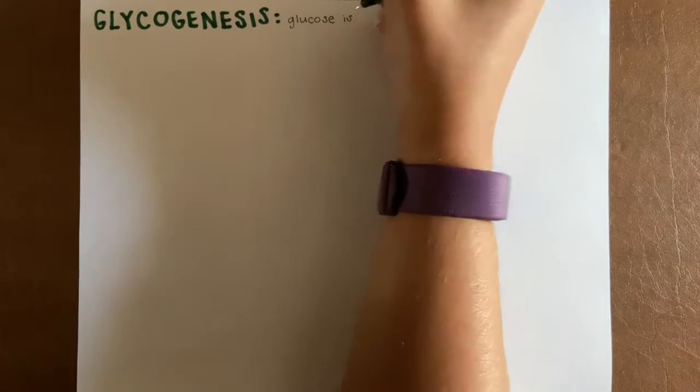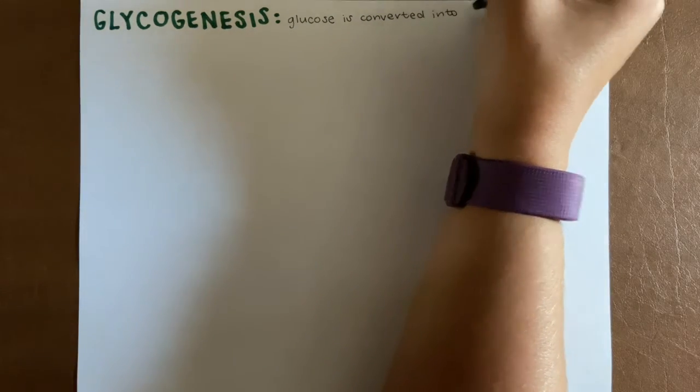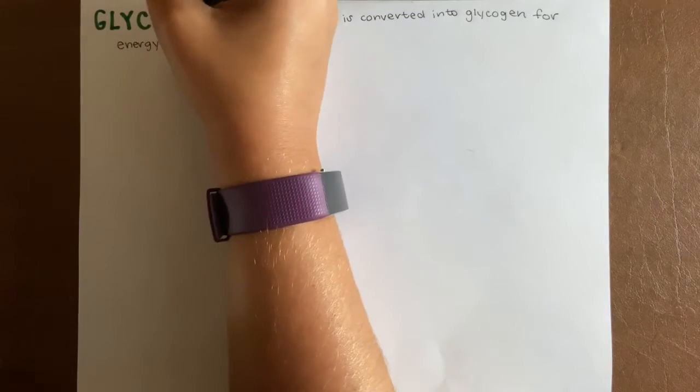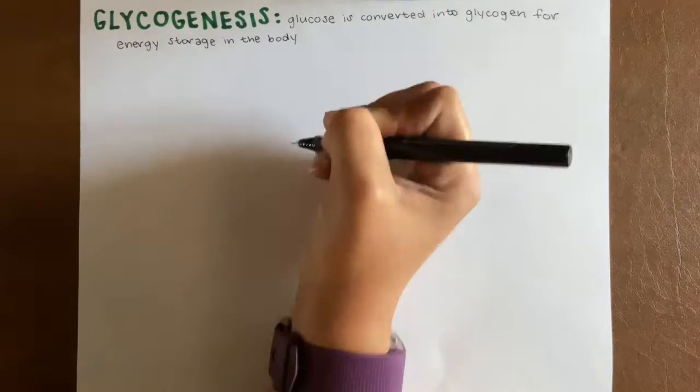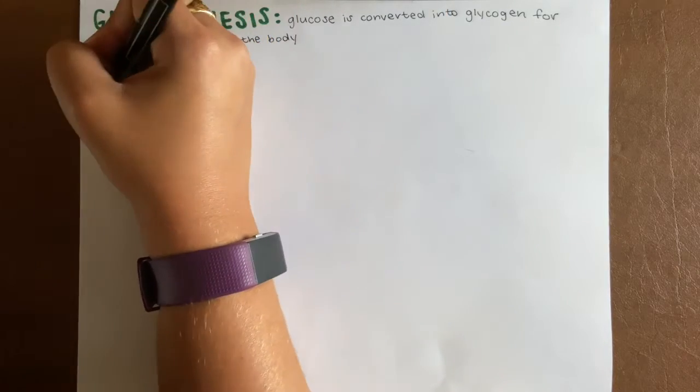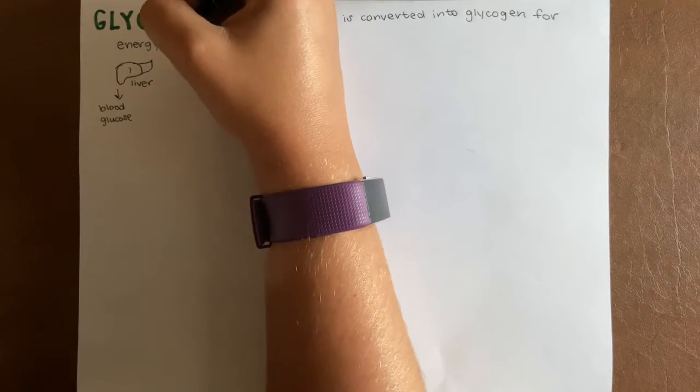Glycogenesis is the process by which glucose is converted into glycogen for energy storage in the body. Glycogen is commonly stored in the liver for blood glucose control and stored in the skeletal muscle for a quick energy source.